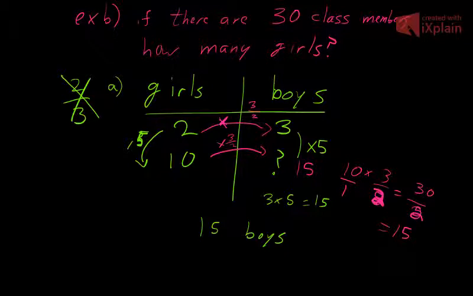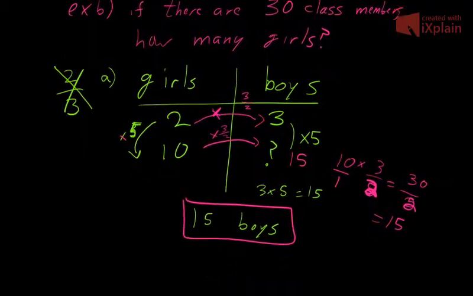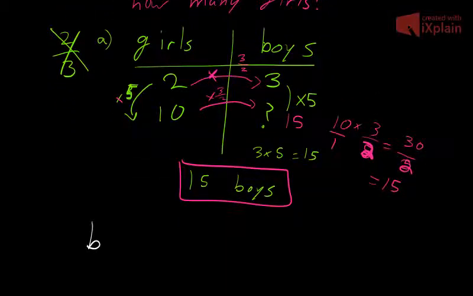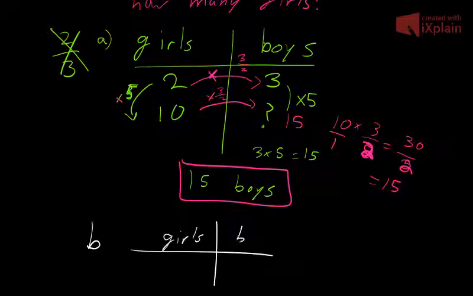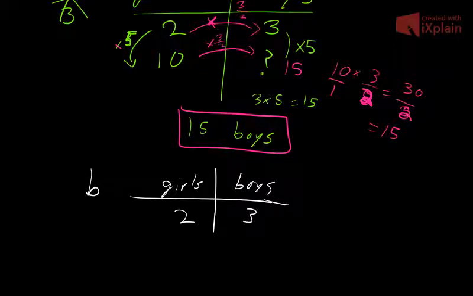Normally going down is going to be a little bit easier because 2 times 5 is 10, 3 times 5 is 15. Either way, you'll end up with 15. But then we have this other question, and it's a little harder. So I'm going to still set up my chart the same way because the ratio I was given is girls and boys. And I know that I have 2 girls for every 3 boys.